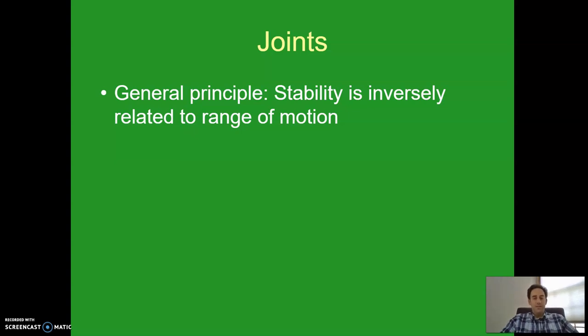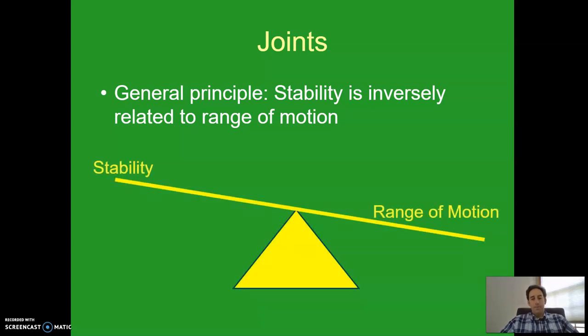So the purpose of today's screencast is to talk about joints. Joints are where different bones come together. Things like your knee and your elbow are common joints. The general principle here is that stability is inversely related to range of motion.